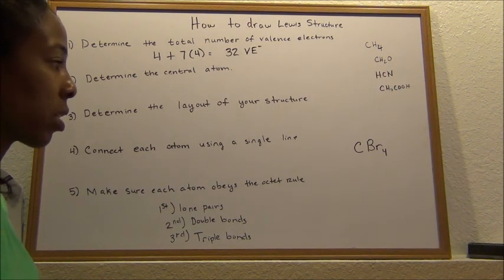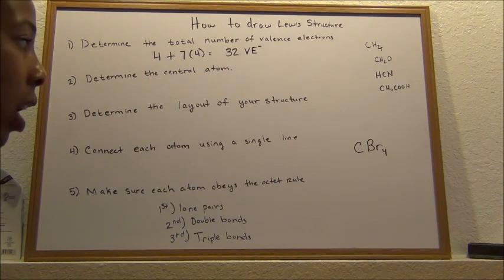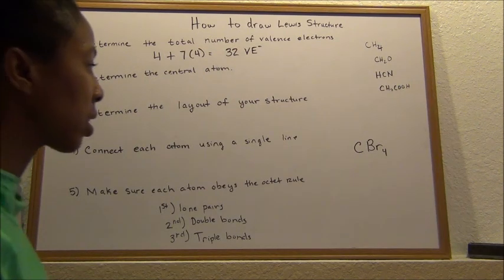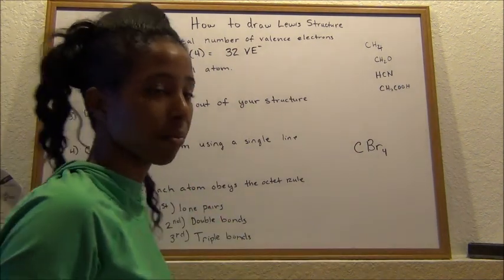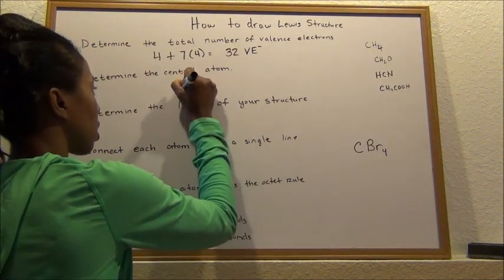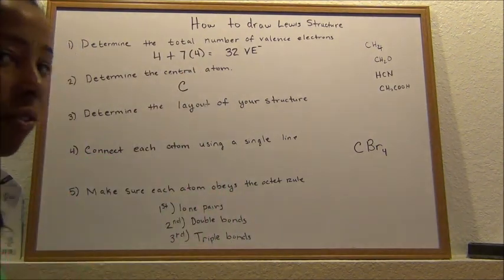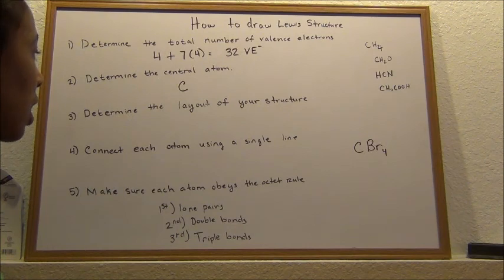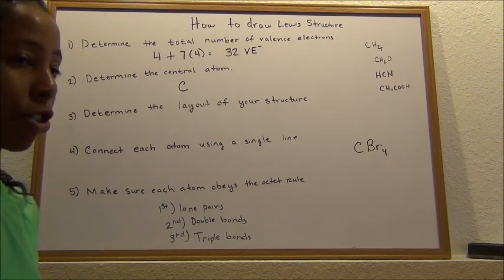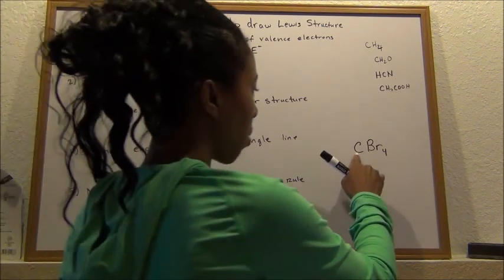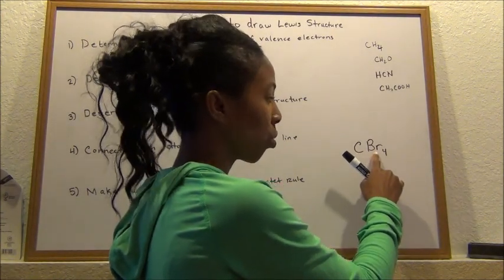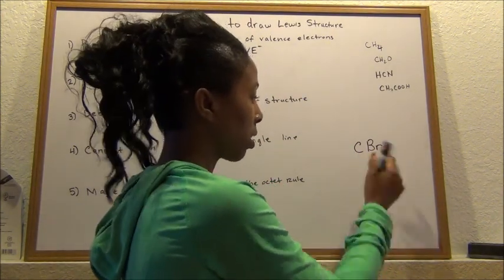Now we're going to determine the central atom. And our central atom in this case will be carbon. So I'm going to write down C for carbon. Now I'm going to determine the layout of my structure. I know that carbon in my formula is next to 4 bromines.